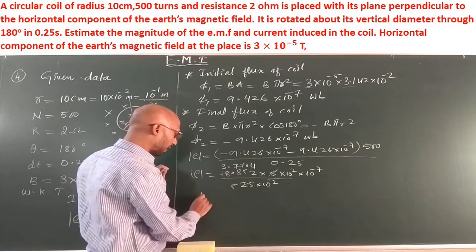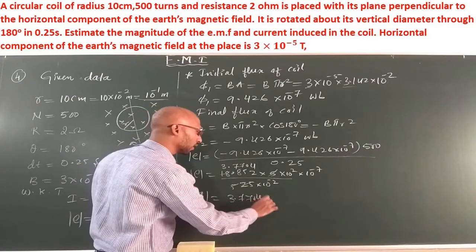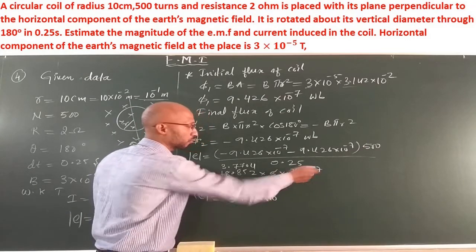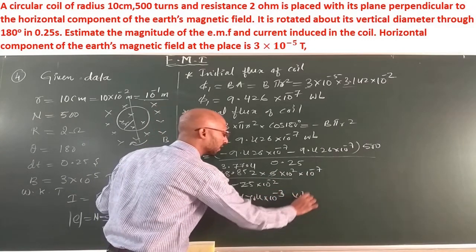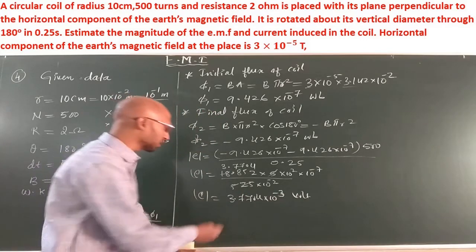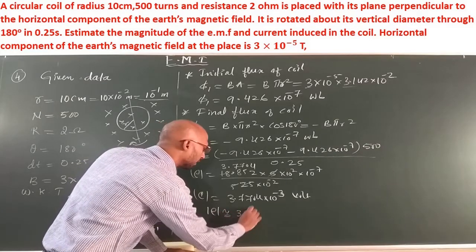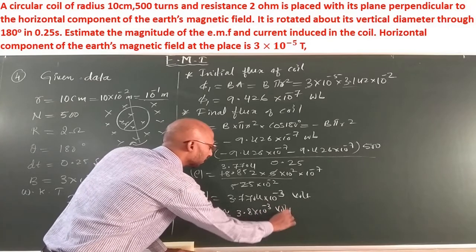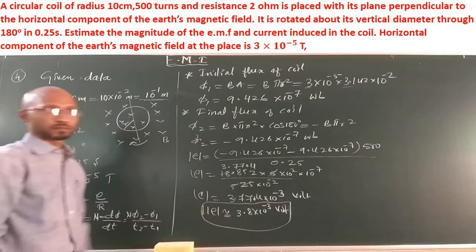So the magnitude of induced EMF will be 3.7704 into 10 raised to plus 4 minus 7, that is minus 3 volt. Now if I round off this value for easy calculations, what will the rounded value be? 3.8 into 10 raised to minus 3 volt. This is the amount of induced EMF generated in the coil.